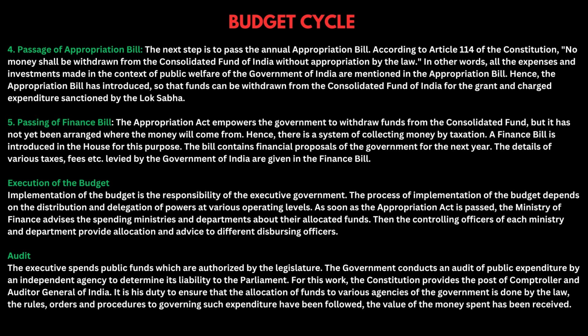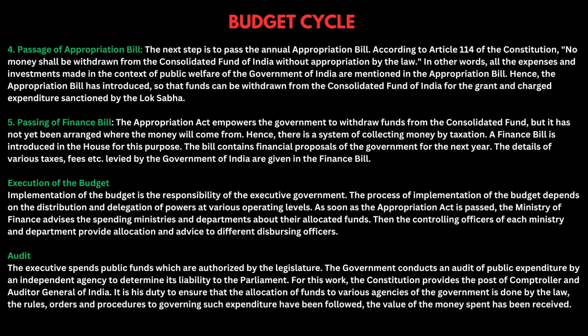5. Passing of Finance Bill. The Appropriation Act empowers the government to withdraw funds from the Consolidated Fund, but it has not yet been arranged where the money will come from. Hence, there is a system of collecting money by taxation. A finance bill is introduced in the House for this purpose. The bill contains financial proposals of the government for the next year. The details of various taxes, fees, etc. levied by the Government of India are given in the Finance Bill.